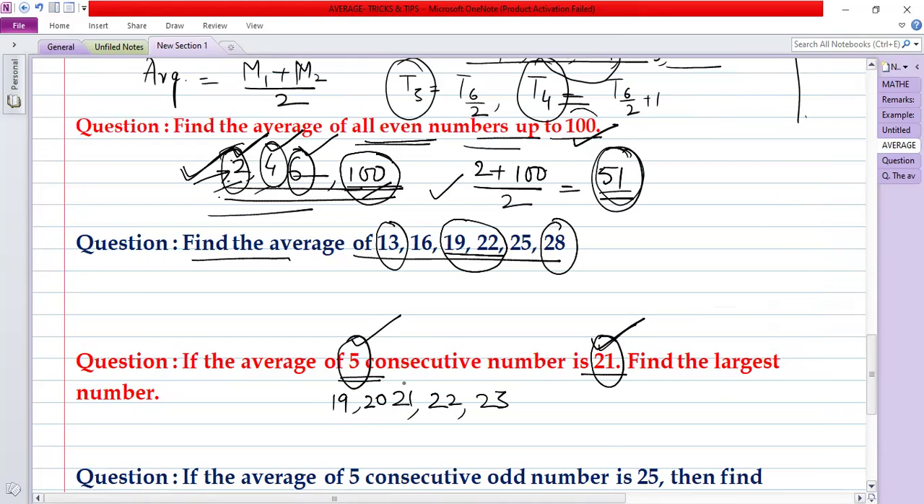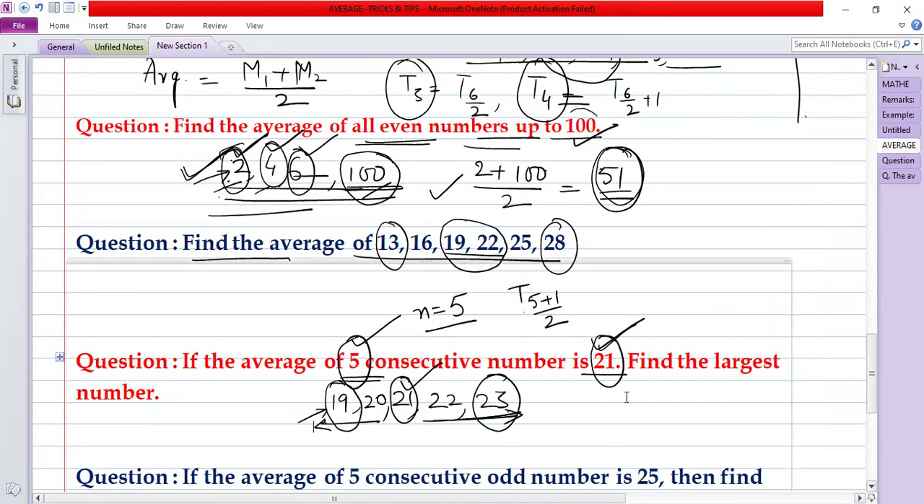Okay. So I had just discussed that if the number of terms is odd, and you can see that n is 5, which is odd, then there will be only one middle term. What will be that middle term? It will be 5 plus 1 divided by 2, the third term. This 21 will be the third term. So two terms to its right side and two terms to its left side. Since it is the middle term, the largest number will be 23, the smallest number will be 19. And moreover, they are consecutive. So that's why we have this series.